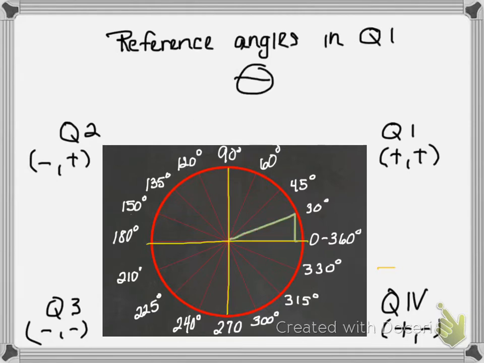The reference angles in quadrant 1 are simply theta. That's the symbol for theta. It means angle. So at 30 degrees, you can see it's green, 45, and 60 degrees. Those would be our reference angles, simply stated in quadrant 1.